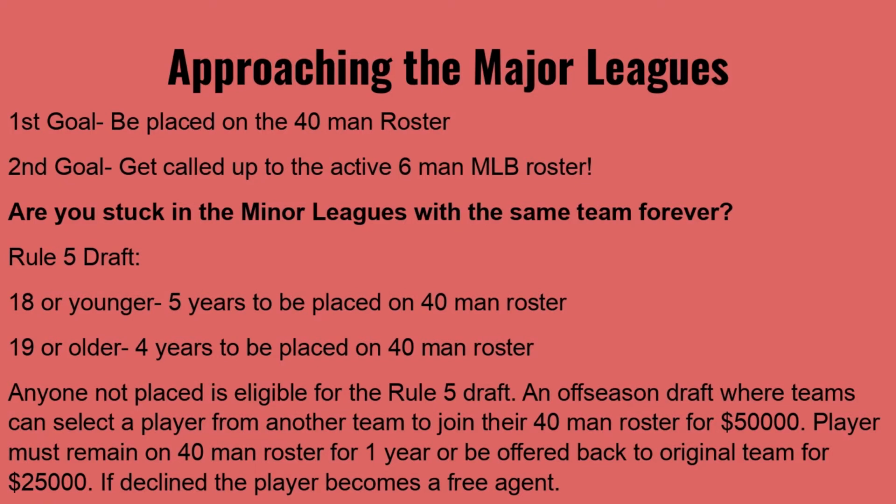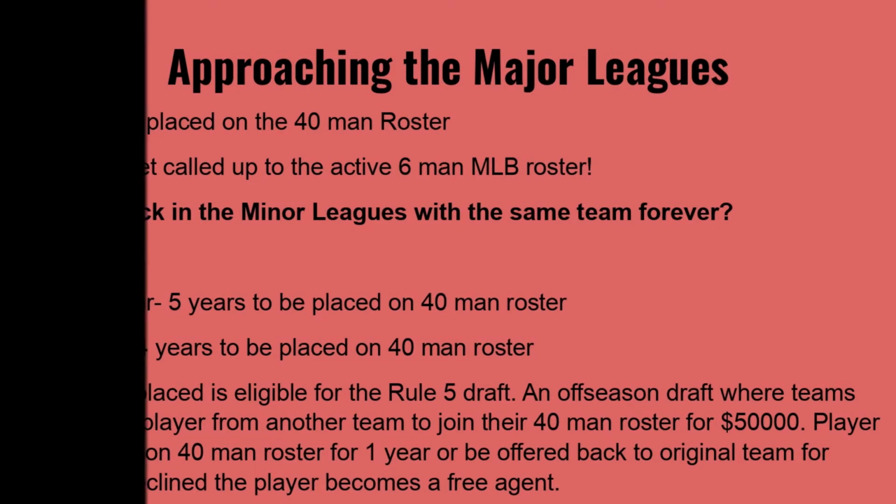As a player progresses through the minor leagues, there are other key goals they need to reach to establish themselves and move closer and closer to the major leagues. The first goal is that they need to be placed on the 40-man roster of the major league team. Being placed on the 40-man roster means you have the ability to be called up to the major league team. Players not on the 40-man roster cannot be brought up. They have to be placed on that 40-man roster before that can happen.